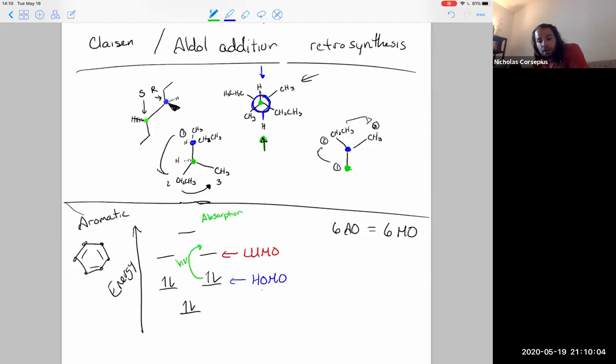Right, promoting an electron from the HOMO to the LUMO, that is the process of using light, that is the process of absorption.